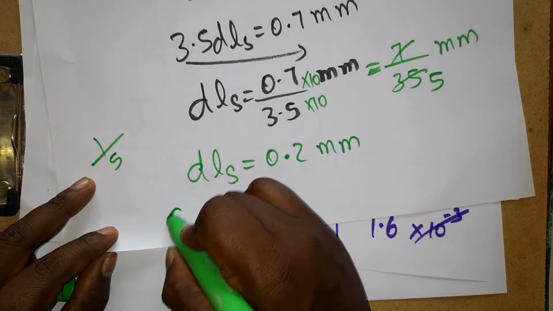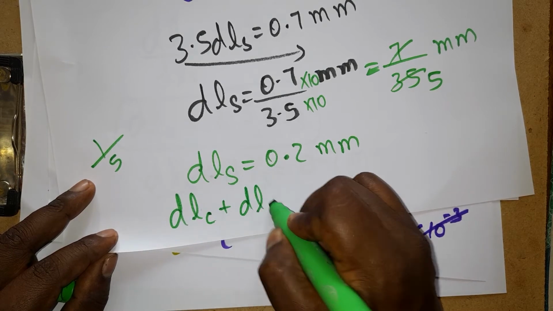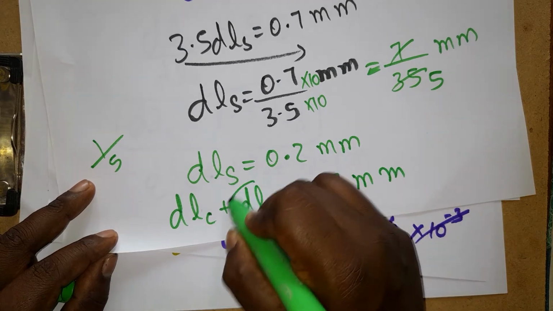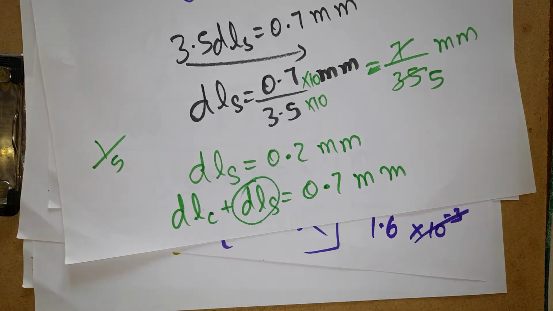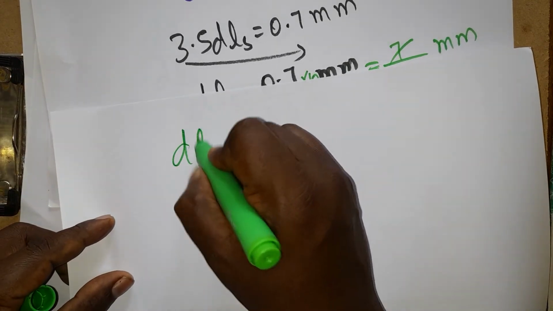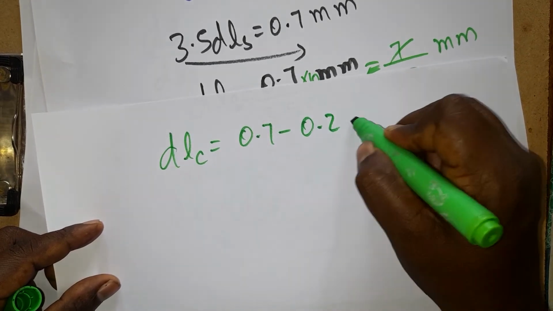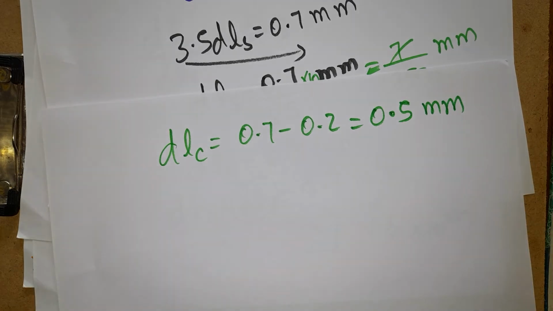Okay. So already I know DL for copper wire plus DL for steel wire is equal to 0.7 millimeter. Okay. Now I got this as 0.2. What is changing length for copper wire? This you can bring from left side to right side. So DLC is equal to 0.7 minus 0.2. Still the problem is in millimeter. 0.5 millimeter. Okay. If you want to convert millimeter to the meter, you can multiply with 10 power minus 3.